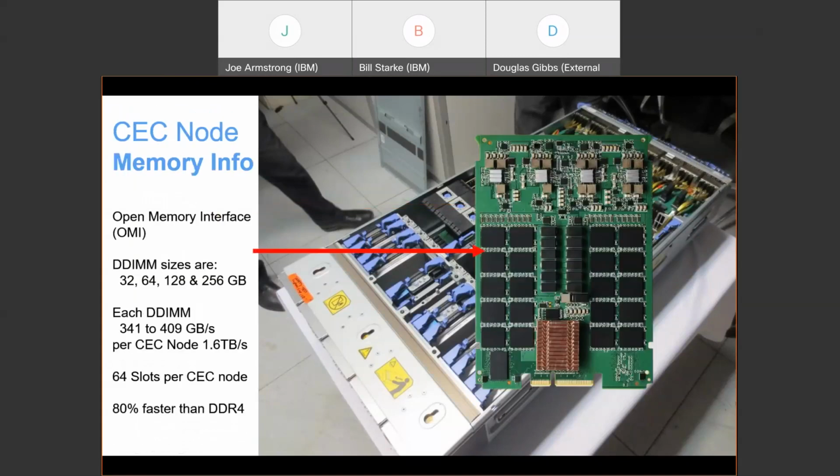All right. Bill also talked about the memory interface. Here's the DIMM sizes that we have, 64 slots per CEC. And I'm not really going to talk a lot about this because Bill really covered the whole open memory interface and the benefits of that. It's more of a serial versus a parallel interface.